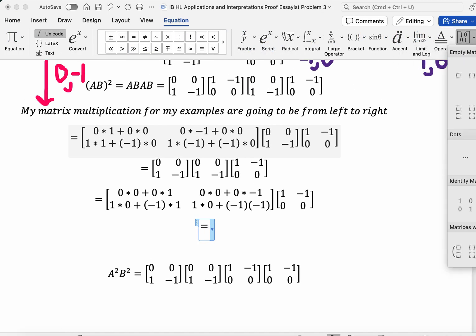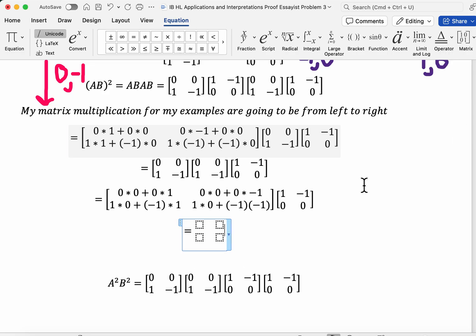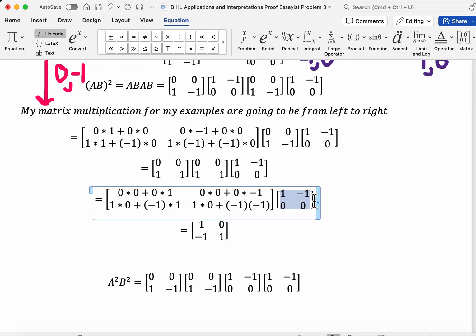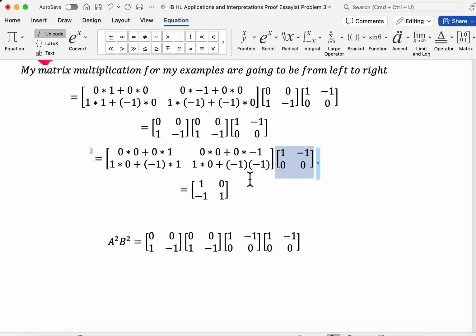Let's see what we get. This is 1. This is 0. This is negative 1. Okay, good, we're getting something different this time. And then this is 1. Okay. And then multiply by this result. I'm sorry, I hate computations. That's just me.